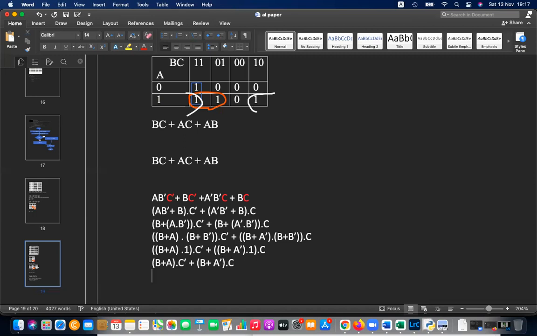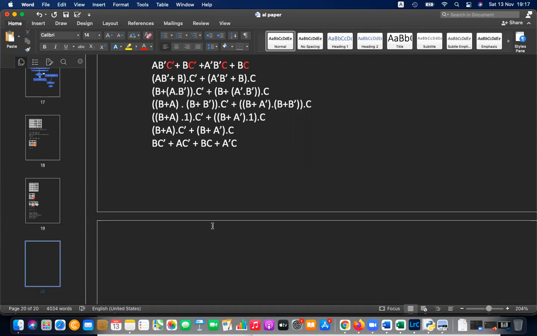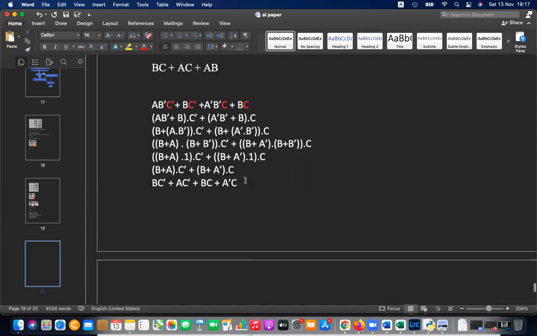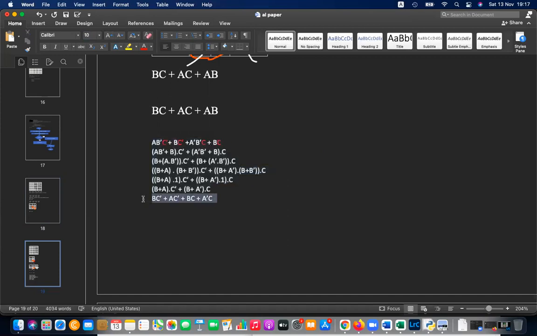When you have something like this, now you can distribute. C naught you can distribute to both. So this will become BC naught here, AC naught, and here also C can be distributed, so it will become BC here, A naught C. Now it's like this. Again, you can see a common factor, so let's use 8, 9, 10 is also okay. Now you have a common factor. That common factor is B.